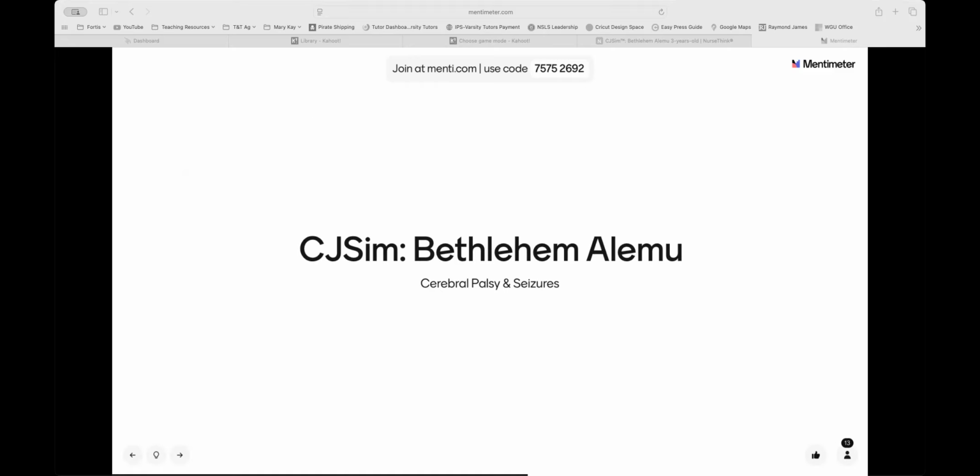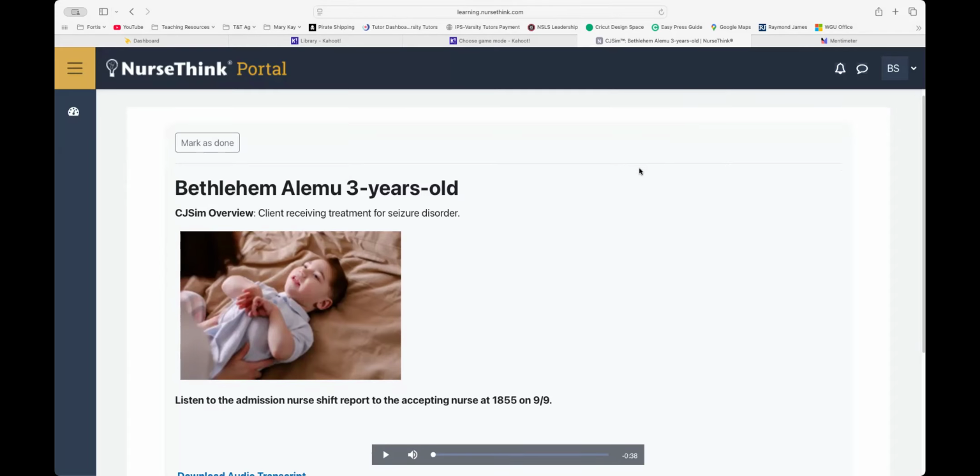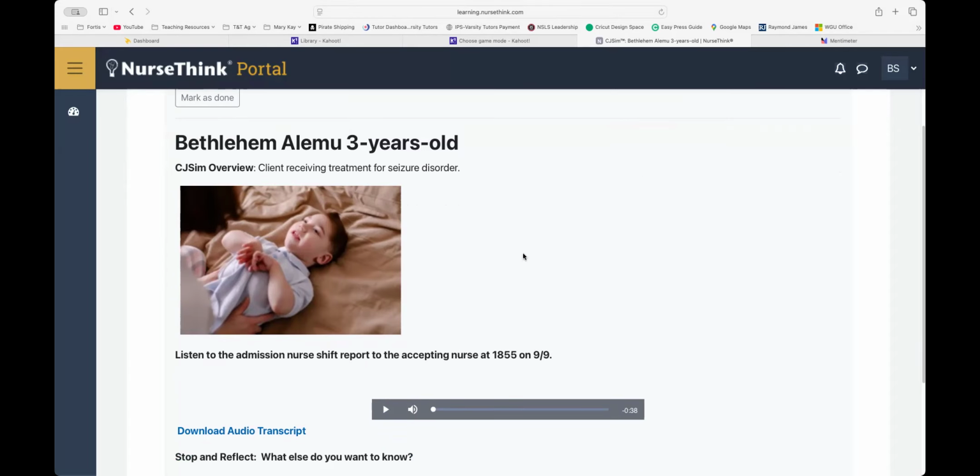So our last neurologic issue that we're going to look at is going to be cerebral palsy and also seizures. So we're going to look at Bethlehem, and he is in our pharmacology unit. And we're going to look at his story and how he ended up with cerebral palsy and a seizure disorder. So let's listen to Bethlehem.